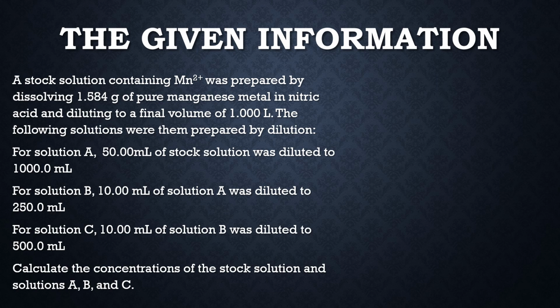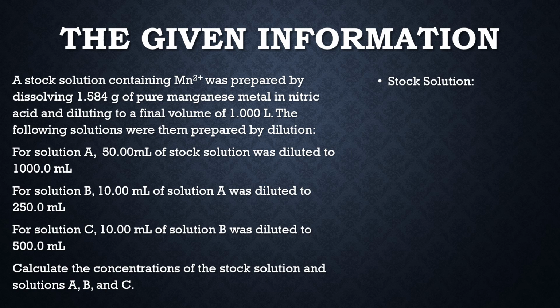For solution A, 50 milliliters of stock solution was diluted to 1,000 milliliters. For solution B, 10 milliliters of solution A was diluted to 250 milliliters. And for solution C, 10 milliliters of solution B was diluted to 500 milliliters. So we have 4 different solutions here, and that's how we're going to split up our given information. We've got our stock solution, solution A, solution B, and solution C. So we're going to split up our givens based on which of the 4 solutions they're talking about.